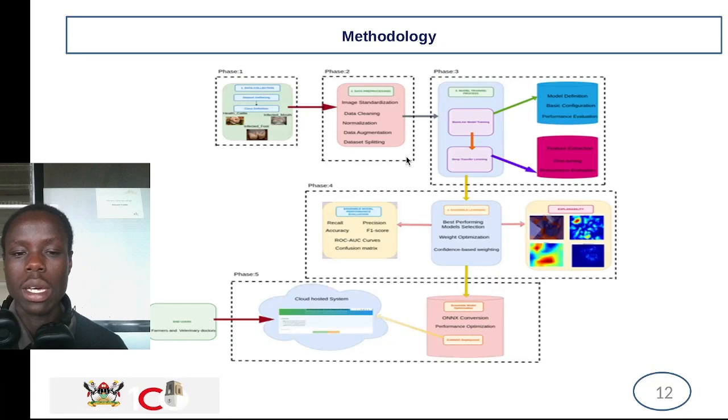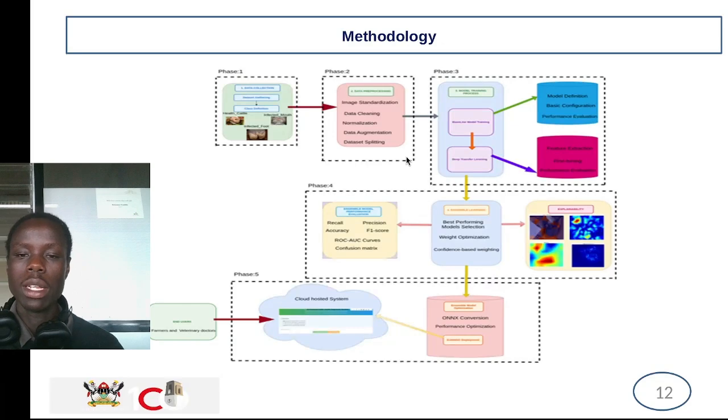Then finally, we had to carry out data splitting. In that phase, we had to define a particular number of images that we're going to use to train our models, then others to validate them, and also to help us test the model performance during training. So we split our data into 70% for training, 15% for validation, and 15% for testing.